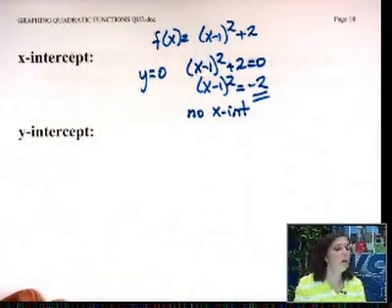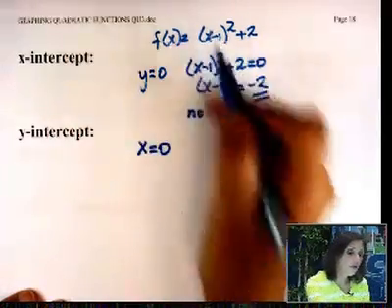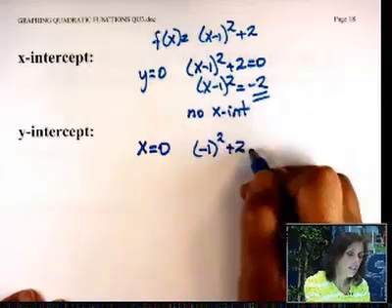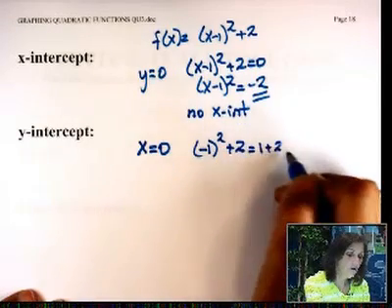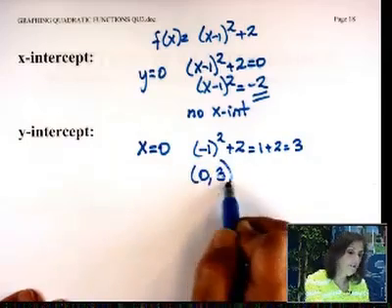Okay, how is y-intercept going to go? That's x equals 0. Put 0 in here. So you have (negative 1) squared plus 2. That's going to be 1 plus 2, which is 3. That's going to be (0, 3).